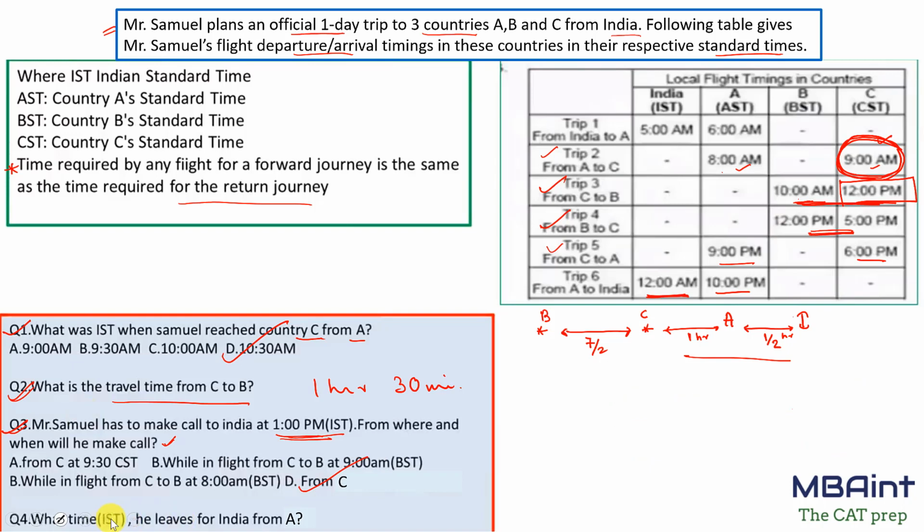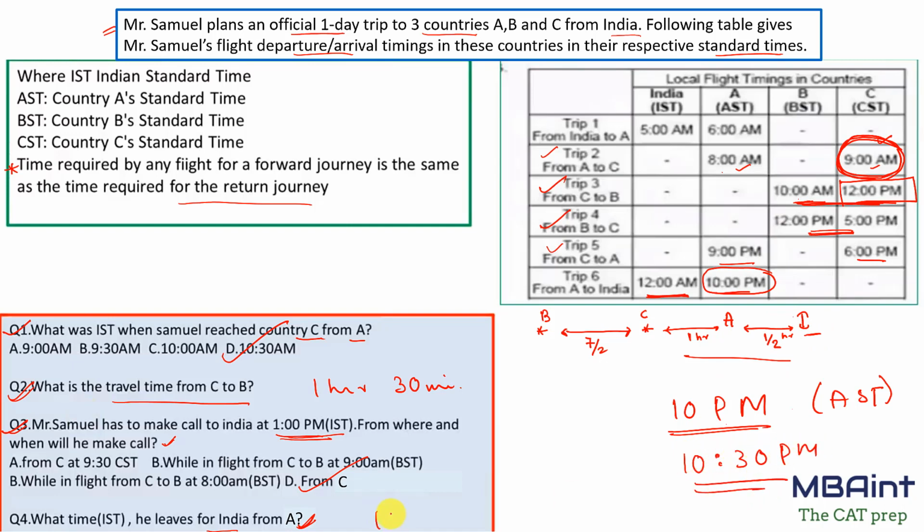Fourth question is very simple. What time IST does he leave for India from A? He leaves for India from A at 10 p.m. This is AST. Now what would be this time according to IST? It would be half an hour more, that is 10:30 p.m. So that's very simple. 10:30 p.m. is the answer. Hope you have understood it.